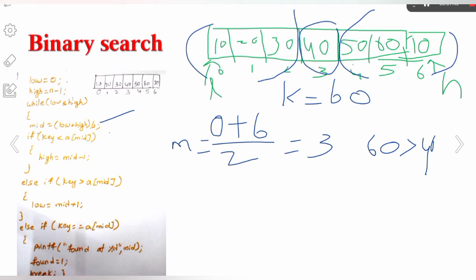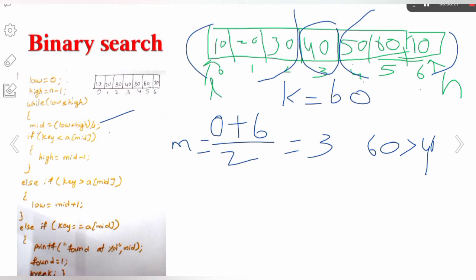So now we will again apply the same formula, that is middle equals low plus high by 2. So low plus high by 2, that is 4 plus 6 by 2, that is 10 by 2, that is 5, right? So 5 is the middle element. Now first of all let us check whether the key matches the middle element or not. If key equals a of middle, so 60 equals 60, right? So here there is a match and the key element is found. So it will print found at %d, that is the location 5, and it will print the value.